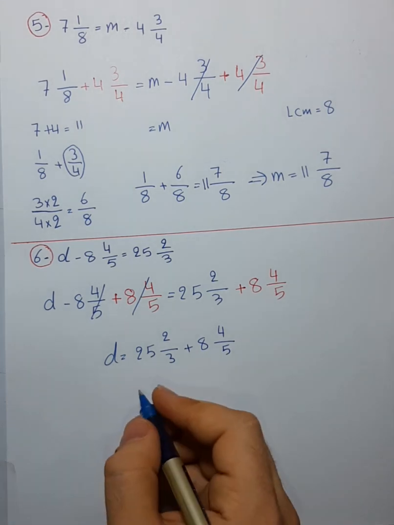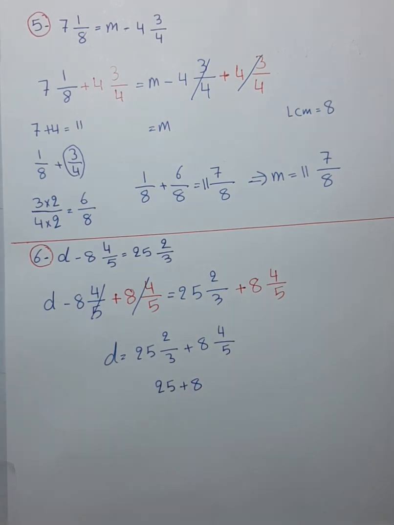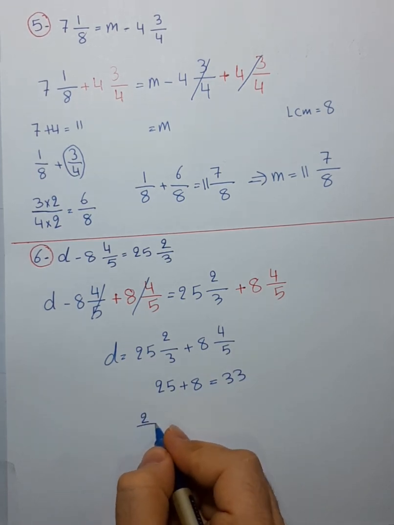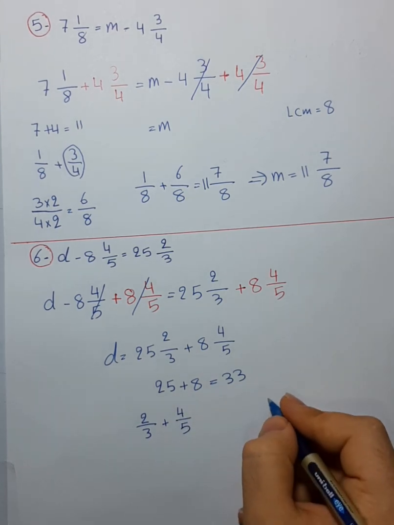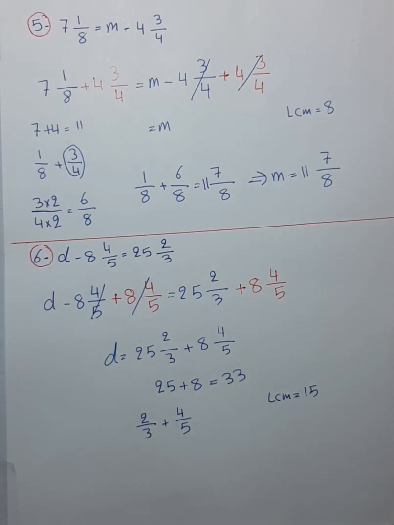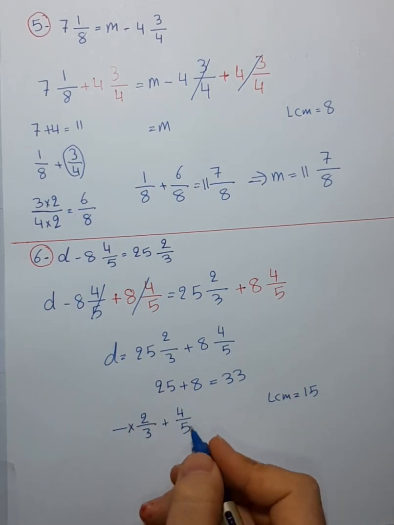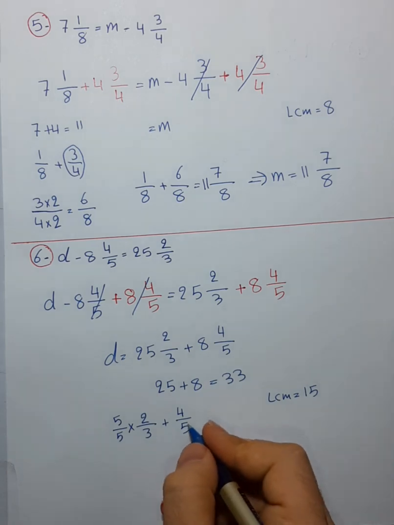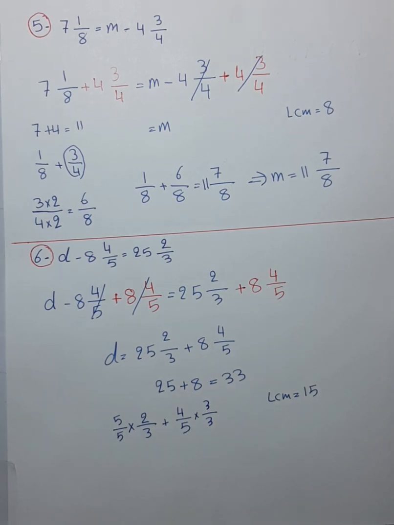You have two mixed numbers. First, you have to solve only the whole numbers. 25 plus 8 equal to 33. Now we have two fractions, 2 out of 3 plus 4 out of 5. The least common multiple for 3 and 5 is 15. So we have to multiply this fraction, numerator and denominator, by 5, because 3 times 5 equal to 15. And this fraction, you have to multiply numerator and denominator by 3, because 5 times 3 equal to 15.